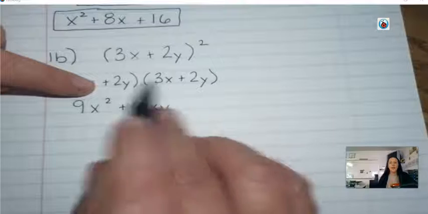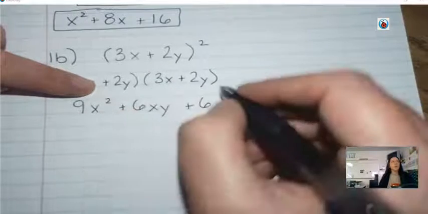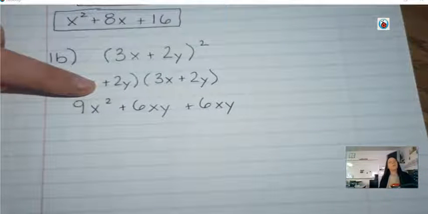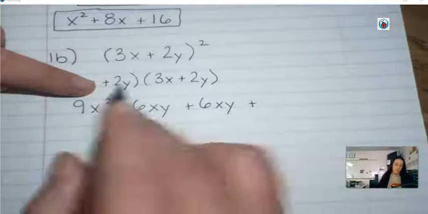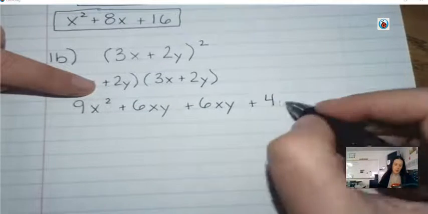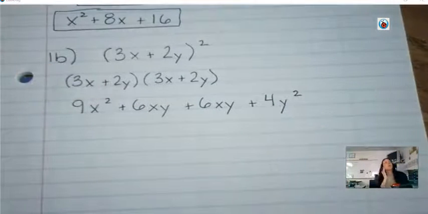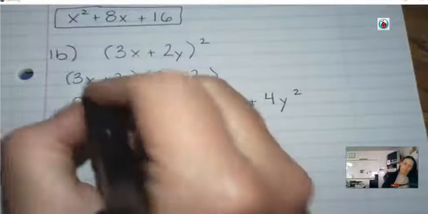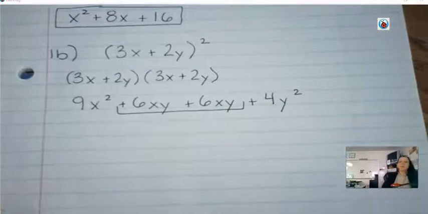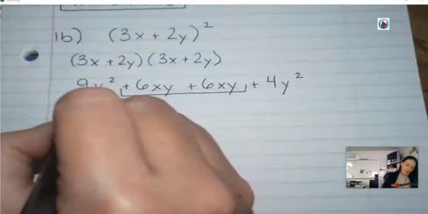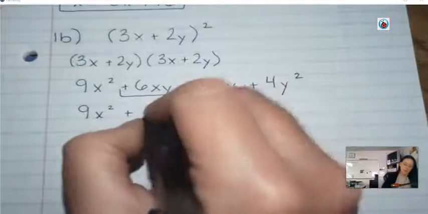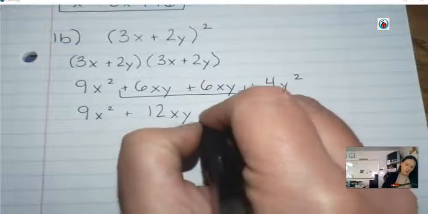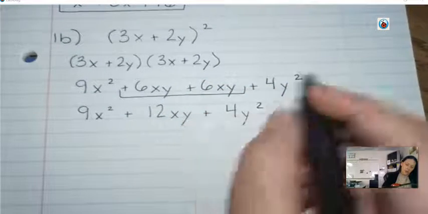Then 2y times 3x. 2 times 3 is 6. Y times x, we usually put in alphabetical order, so do x times y. And then last, 2y times 2y. 2 times 2 is 4. Y times y is y squared. And then combine like terms. 6xy plus 6xy. So I end up with 9x squared plus 6 and 6 makes 12 of those xy's plus 4y squared.